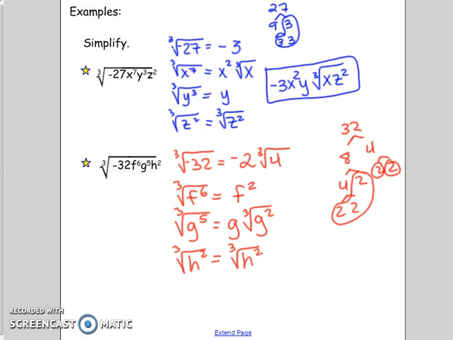So we're going to put together everything on the outside. So I have a negative 2, f squared, g. And then on the inside, I have a 4, g squared, h squared.